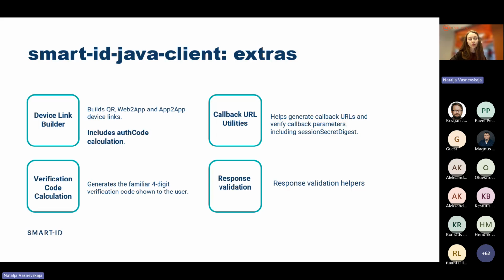And additionally, it also provides some extras, making it even more convenient to make integration. For example, this device link builder for you. It also includes this outcode calculation already tested and controlled for you, so it's made correctly. And also verification code calculation for this notification flow. Also callback URL generation and verification for web to app and app to app flows, and also response validation with all our required validations that were listed in our documentation.